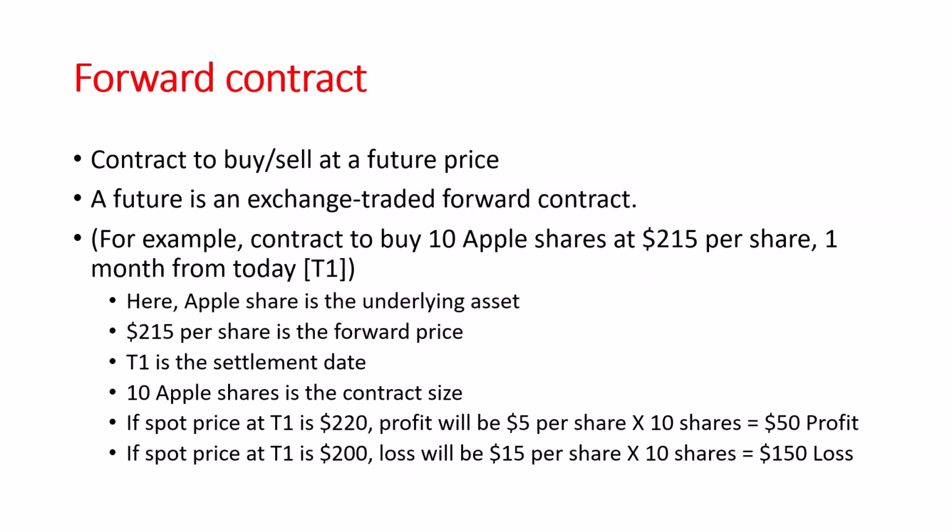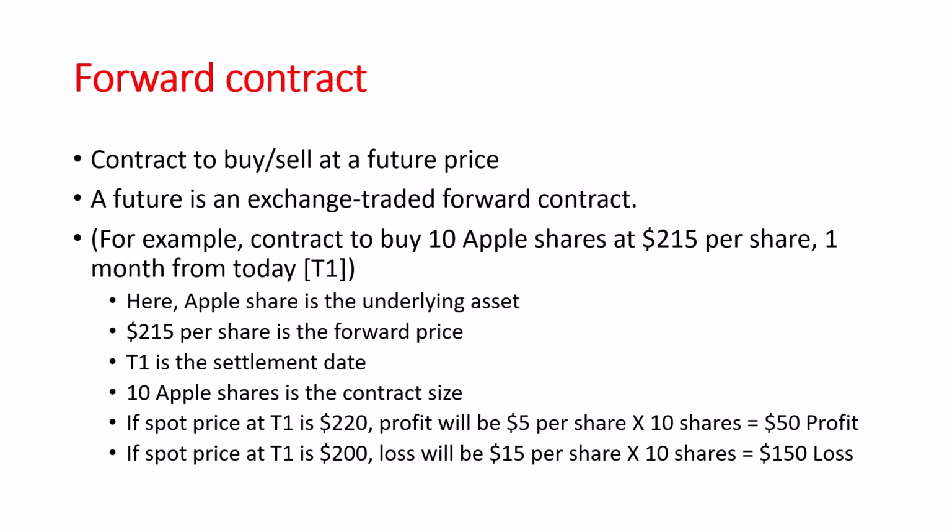If the spot price is the price today. Now, at T1, that is 1 month from today, if the spot price at that point is $220, then what will you have? Will you have a profit or a loss? So try to understand here. We have contracted to buy 10 Apple shares at 215 per share. If the spot price at T1 is 220, then I can purchase the 10 Apple shares from the forward contract at 215 per share, and I can sell them in the spot market at 220 per share, which allows me to earn a profit of $5 per share. So I will have a profit of $5 per share into 10 shares. So I will have a profit of $50.